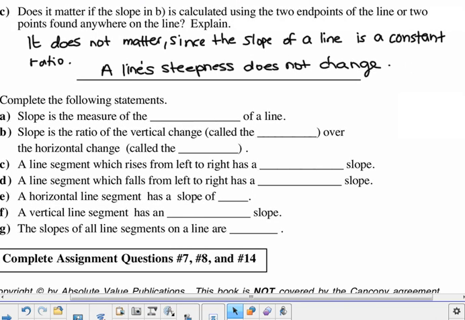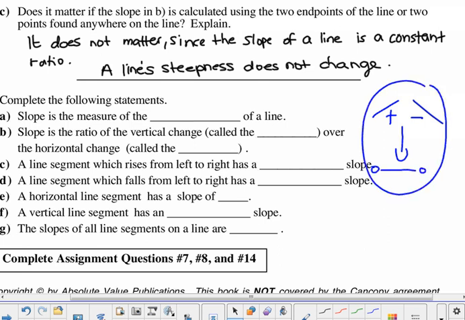Okay, so let's just review slope man really quickly. So slope man, it's positive, it's rising to the right, negative, falling to the right. If we have a vertical line, it's undefined, and horizontal is 0, and that's our slope man. So let's review. Slope is the measure of the steepness of the line. Slope is the ratio of the vertical change, called the rise, over the horizontal change, called the run.